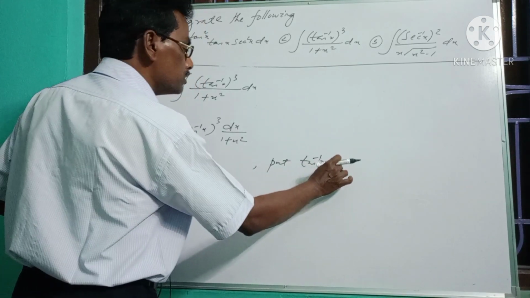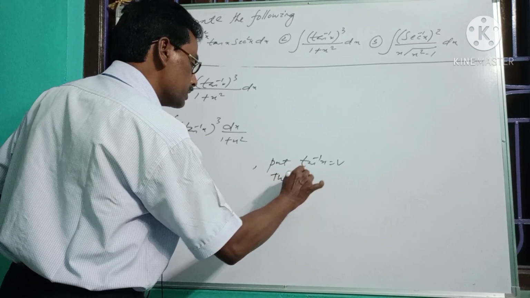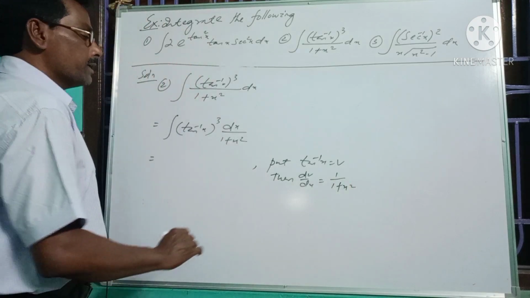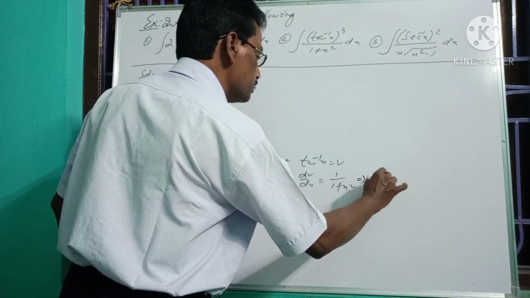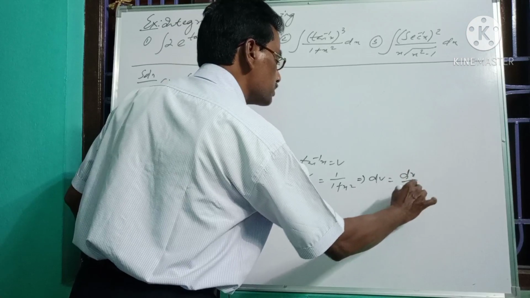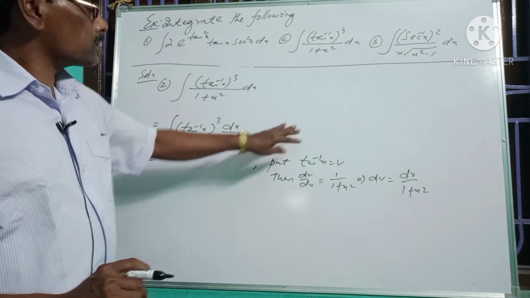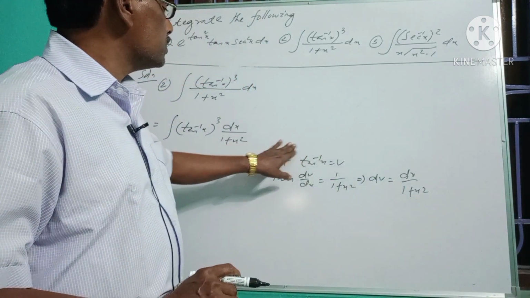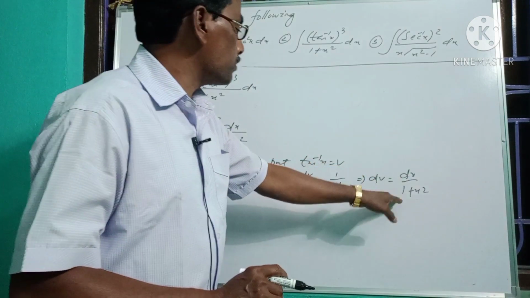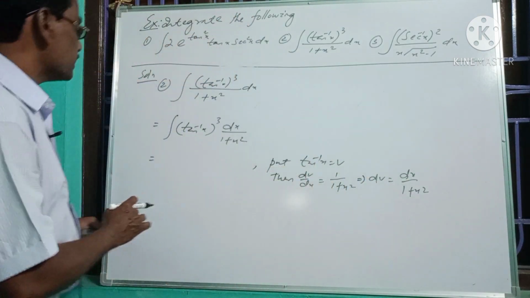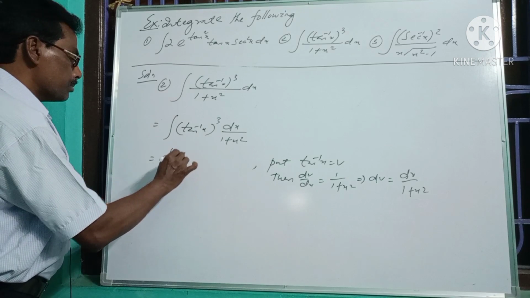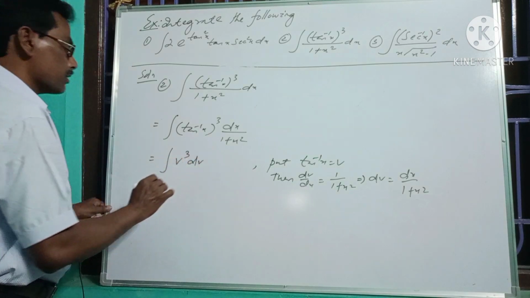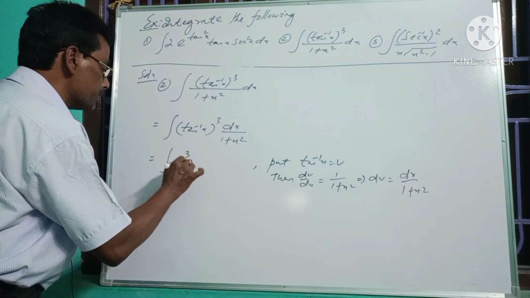So differentiating v with respect to x, it will give us dv by dx, which is equal to 1 by 1 plus x square. So now again simplifying, it will give us dv is equal to dx by 1 plus x square. Now see, after substitution and differentiation, we got dv is equal to dx by 1 plus x square. Again tan inverse x is equal to v. So replacing dx by 1 plus x square, and also tan inverse x in the integrand, it will give us v to the power 3. In place of dx by 1 plus x square, we have dv. So we got integration of v cube with respect to v.